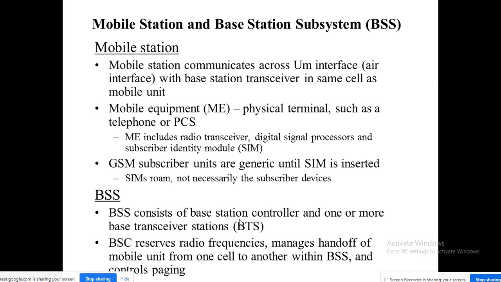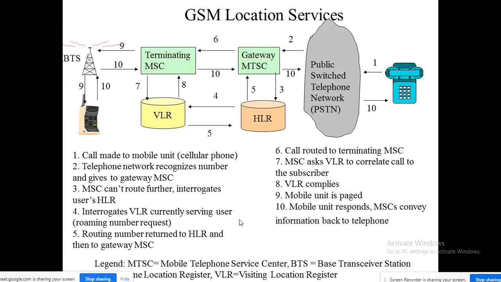So what are the functionalities of each individual one? We have seen those things through that animation, and this is something that you need to remember. How the location services work is also explained through that animation. So you are making a call to that mobile unit. The telephone network will recognize the number and inform the gateway via that MSC. The MSC further interrogates the user's HLR. It will check for the VLR. If the routing number is returned to the HLR, then it will go to the MSC. The call will be routed to the MSC where it will close.